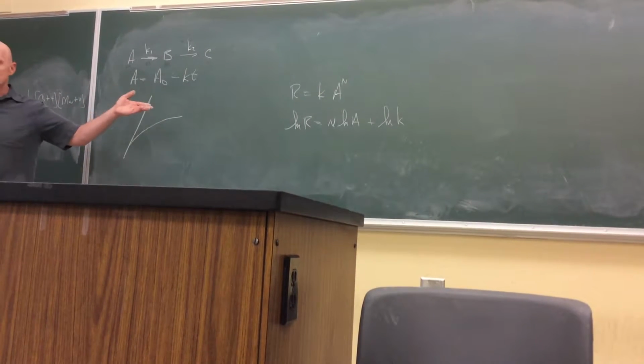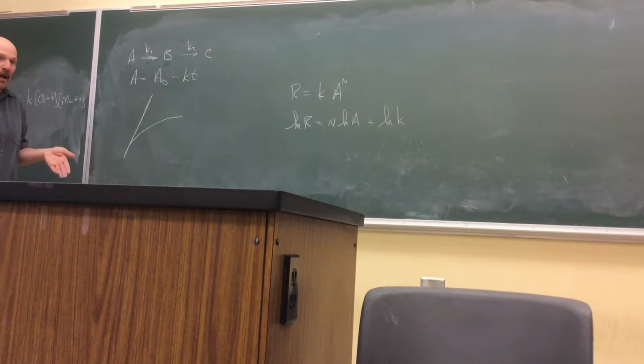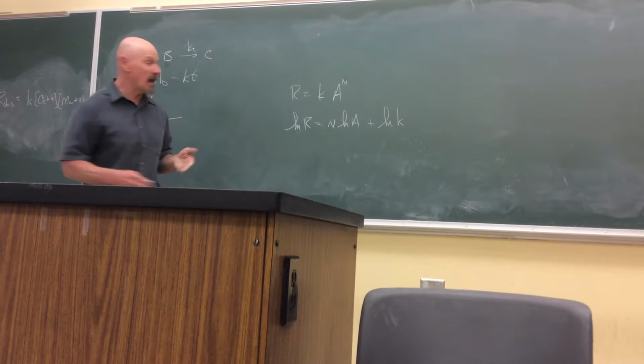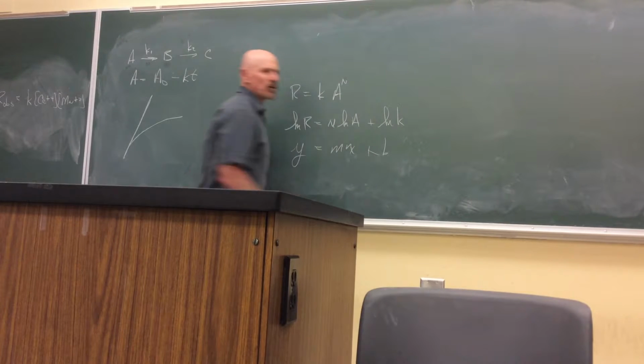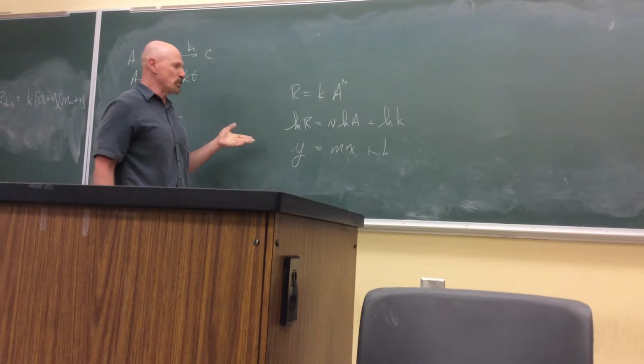But if I asked you questions such as this, what would I plot and how would I obtain the order and the rate constant for this reaction? What would you answer? Y equals mx plus b. Yes, that is correct, right? But what's y, what's x, what's m, what's b? It gets to the question: what would you plot?